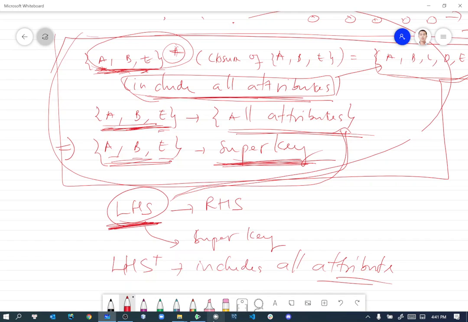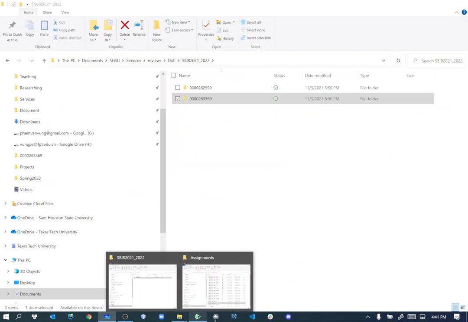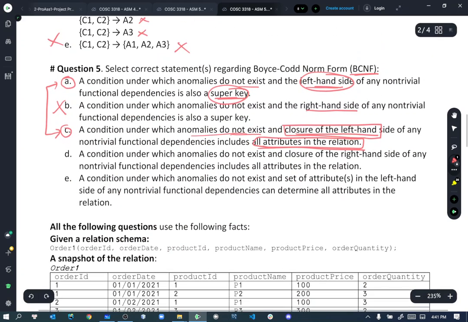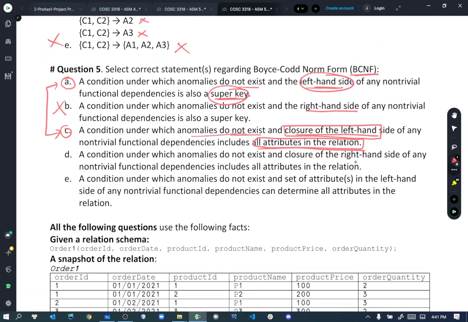Then the next one, let me go through. The next one is the condition under which anomalies don't exist, and right-hand side, no, not right-hand side. So this one is not, because this one is the original definition and this one is a different way of explaining that original definition, and this one is also true. It's just a different way of writing the same original definition.